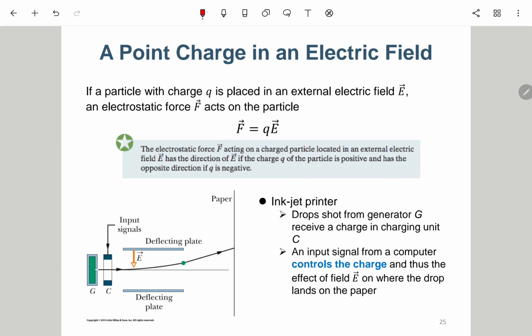So at the beginning of this chapter, we defined E to be F over Q0. Okay, so here we just move this Q to the other side, so we have F equals QE, nothing special. So it says the electrostatic force acting on a charged particle located in an external electric field E has a direction of E if the charge Q of the particle is positive. Okay, 所以正电荷的话就是那个力就跟电场同一个方向, and has the opposite direction if Q is negative. Okay, so yeah, nothing special.